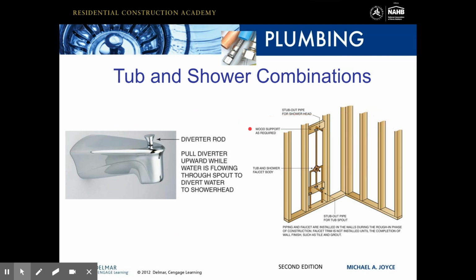So here's an example. I'm sure many of you have seen this. This would be your tub faucet, and this is your diverter rod. So, like it says, if you pull it upward, it'll deliver water to the shower head instead of it coming out here.